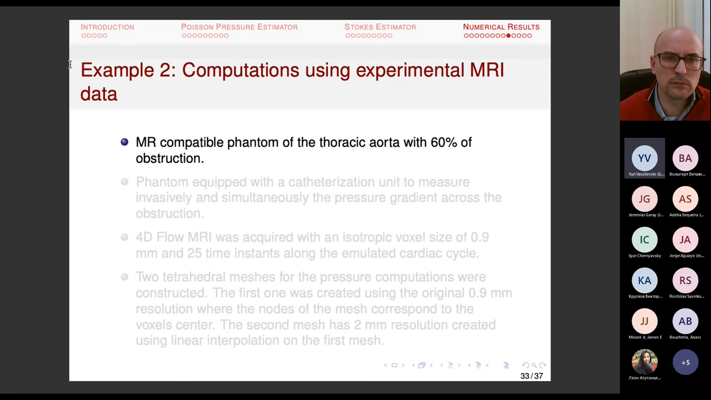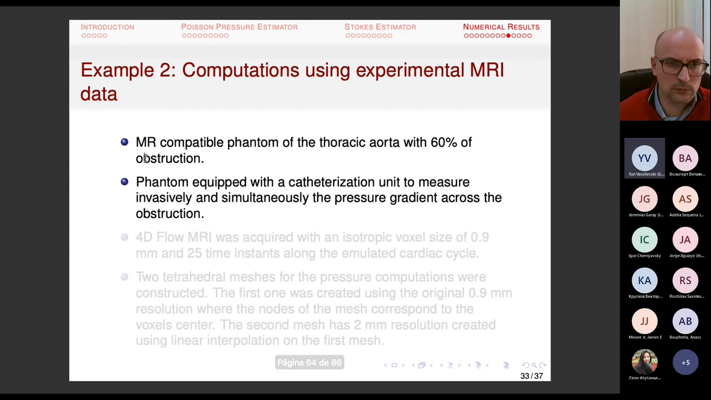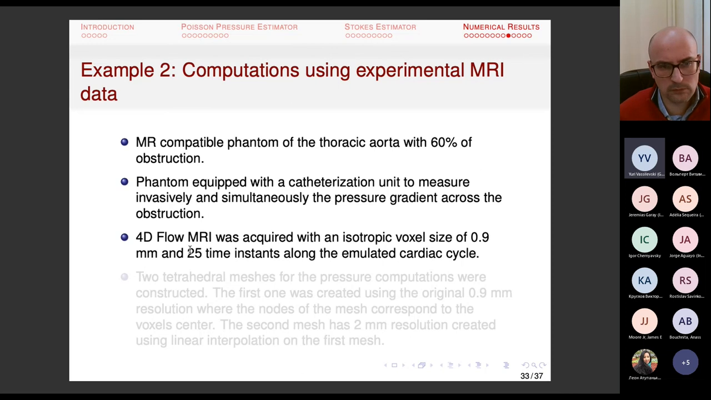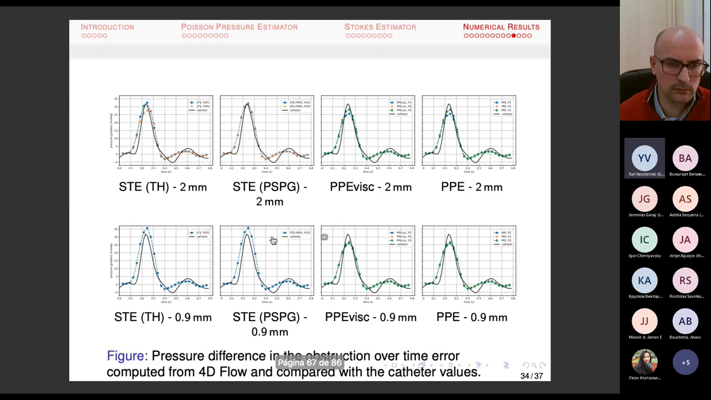The second illustration is using experimental MRI data. Here we have considered a phantom of the thoracic aorta with 60% of obstruction. The voxel size for the 4D flow MRI is 0.1 millimeter, with 25 time instants along the emulated cardiac cycle. Okay, these are the results for the different resolutions.